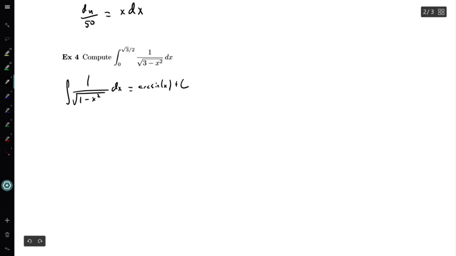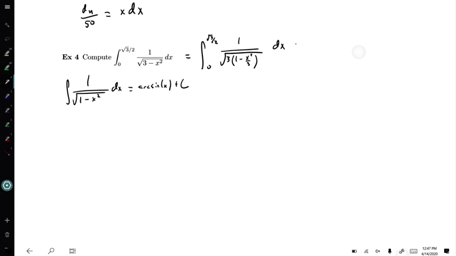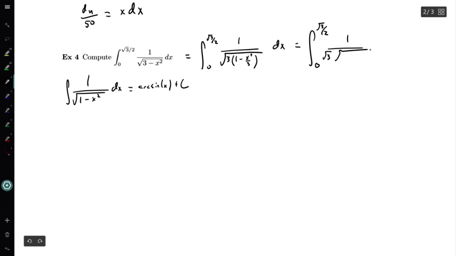So here what we want to do is we want to say, okay, well, let's factor that 3 out first. So this is going to be the integral from 0 to root 3 over 2 of 1 over square root of, let's see, 3 times 1 minus x squared over 3. Then I can break up the square root into 2 different pieces. So this is 0 to root 3 over 2 of 1 over root 3 times the square root of 1 minus x squared over 3.